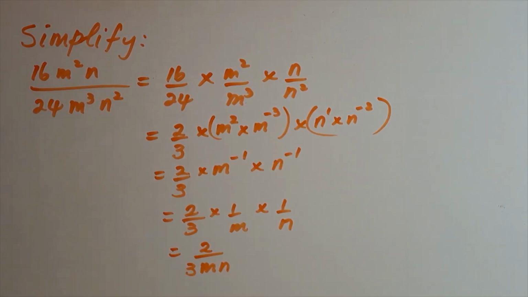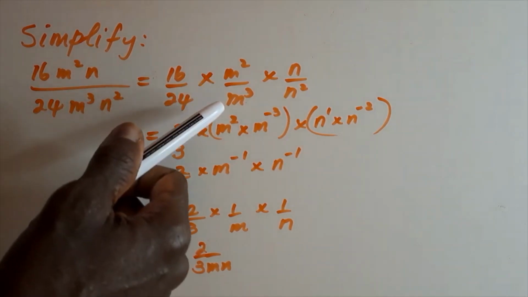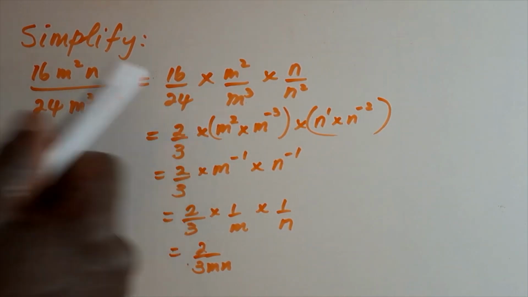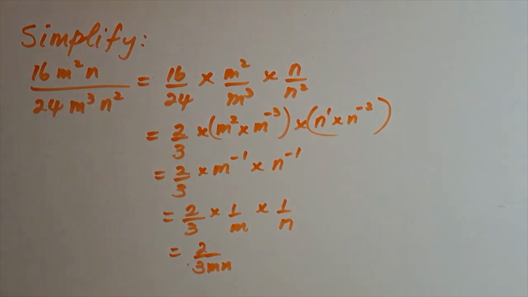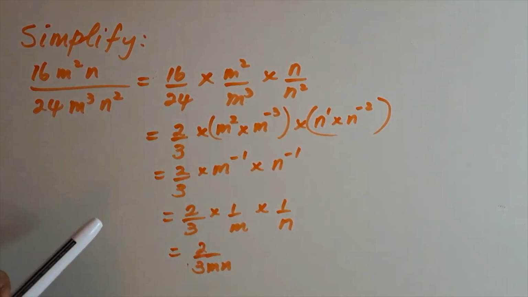And let's just write this, 2/3 mn. And this is our solution to simplifying this. First, we decompose it into factors, integers, and we also group like terms. Then we simplify until we end up with the simplest form. Thanks for watching this video.